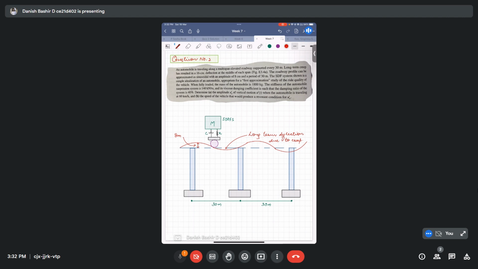So we have to make another sketch here. We will take the same single degree of freedom system, and it is here. The vertical motion will be like this. It is traveling on some bumpy profile like this.